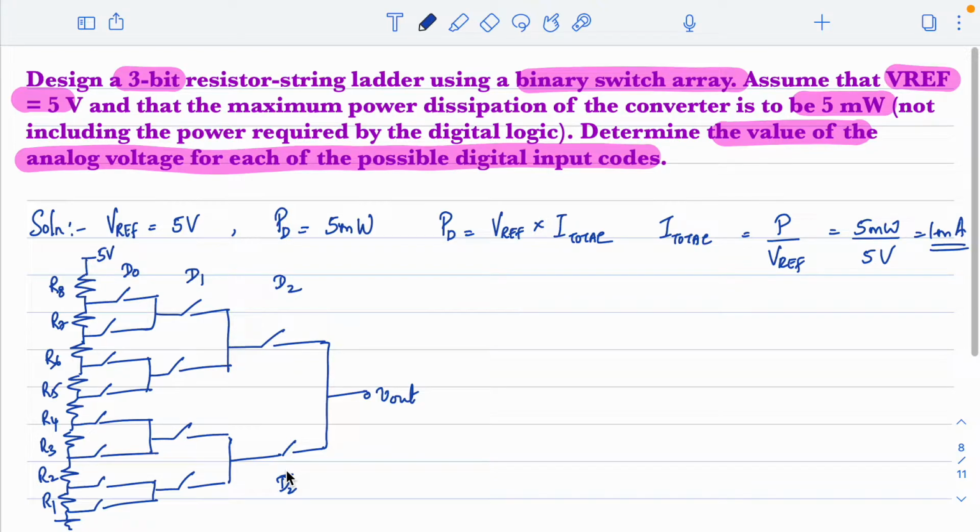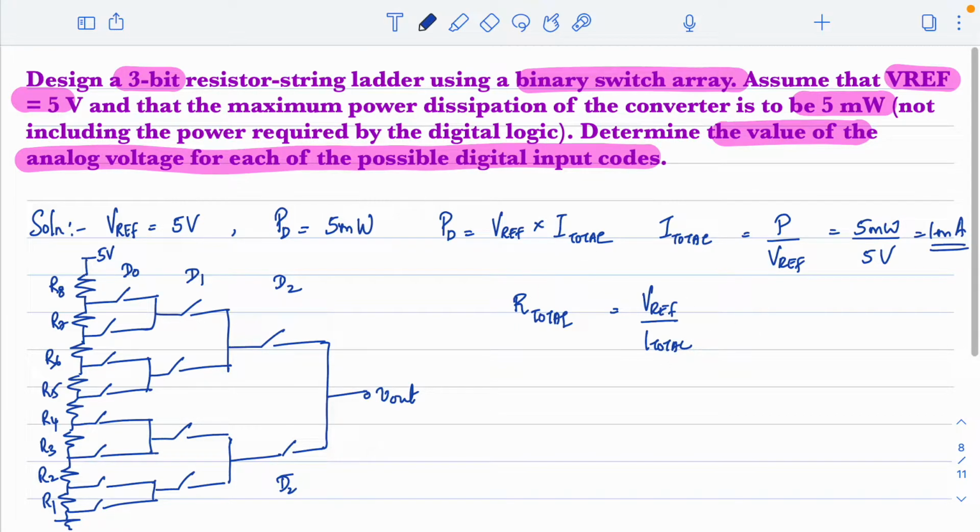Now what I need to find first is, when I say design of this resistor string ladder DAC, we need to find the value of the resistor. There are 8 resistors, the total current we know, supply voltage we know, so I can write that the total resistance will be equal to VREF divided by I total.